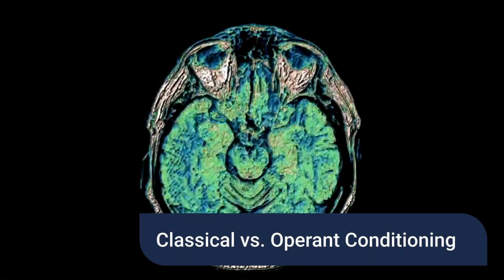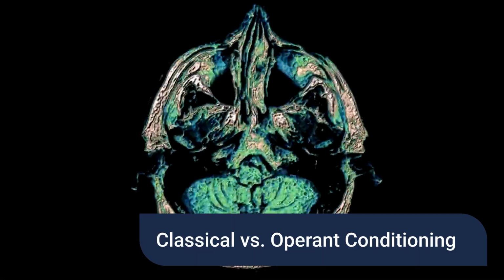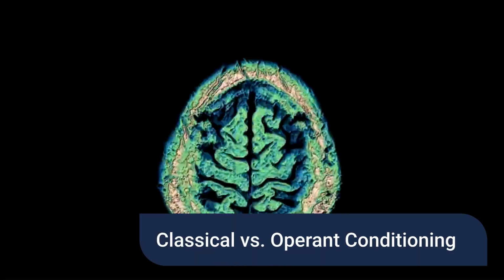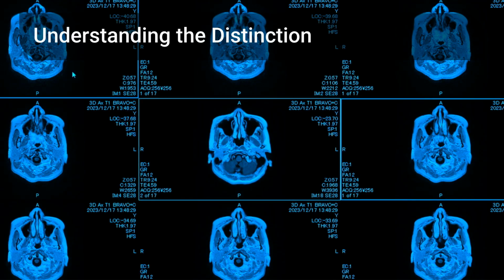Welcome to our deep dive into the fascinating world of learning. Today, we're dissecting the key differences between classical and operant conditioning. While both are fundamental to how we learn, classical and operant conditioning operate on distinct principles.